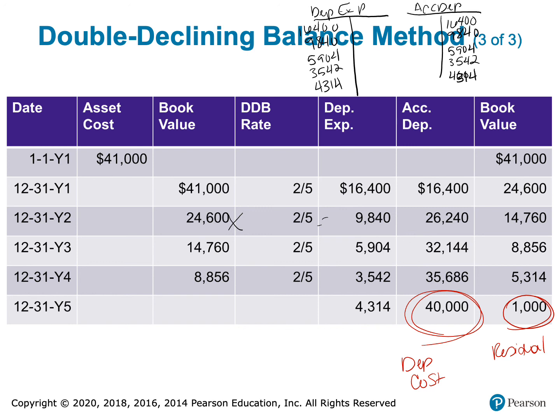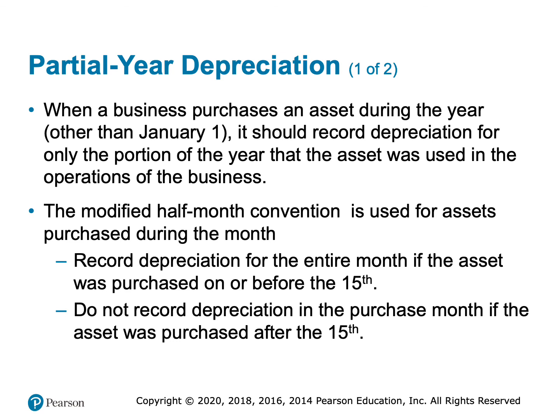Okay. Now, what happens when we don't buy the asset on January 1? Well, that means in the first year, we'll have to prorate the depreciation. So we use what's called a modified half-month convention, which means if you buy the asset before the 15th of the month, you'll take the whole month. If you buy it after the 15th, you won't take that month.